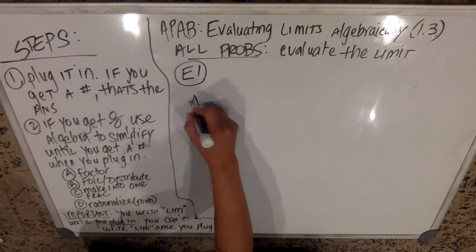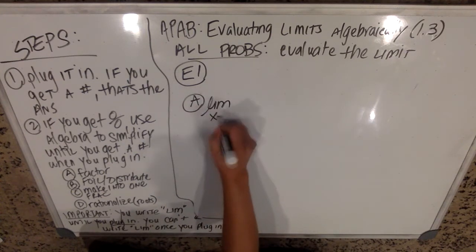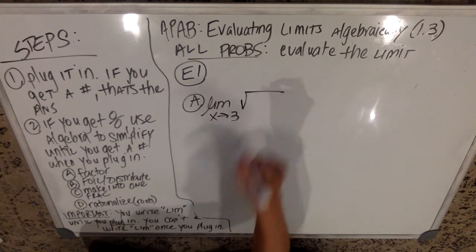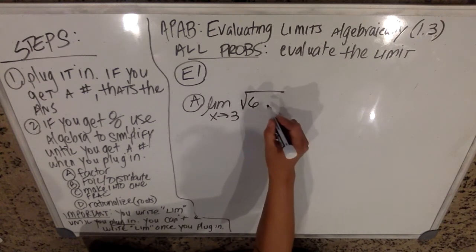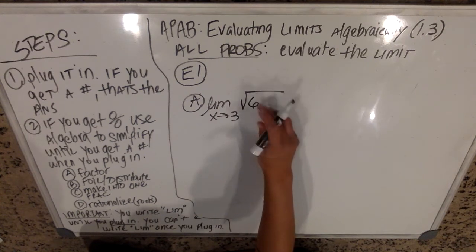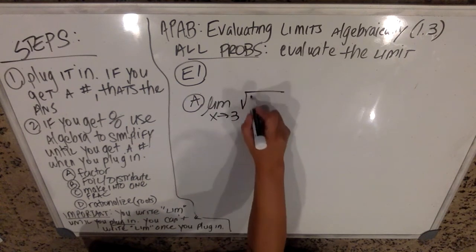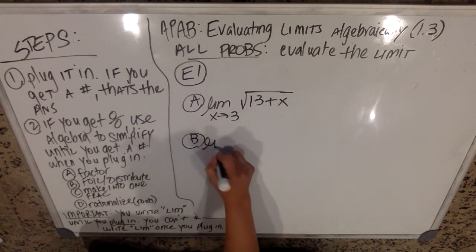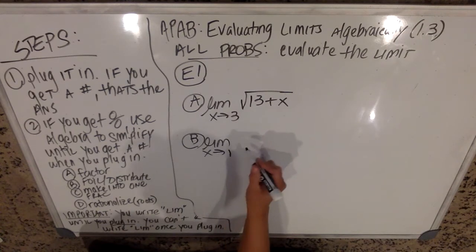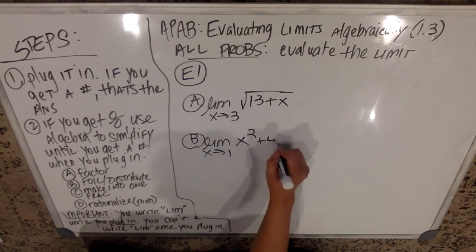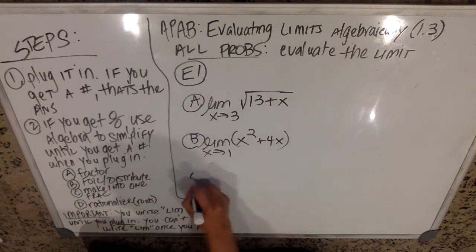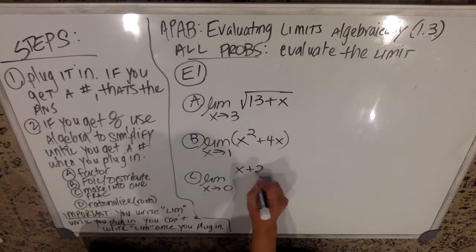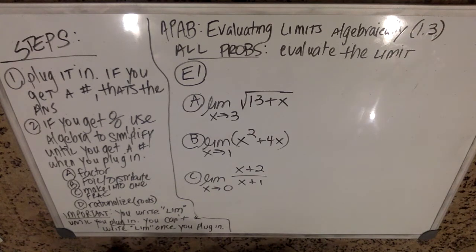So E1a, let's do the limit as x approaches 3 of the square root of 13 plus x, okay? And then b, let's do the limit as x approaches 1 of x squared plus 4x. And for c, let's do the limit as x approaches 0 of x plus 2 over x plus 1. Okay, so let's evaluate each one of these limits.